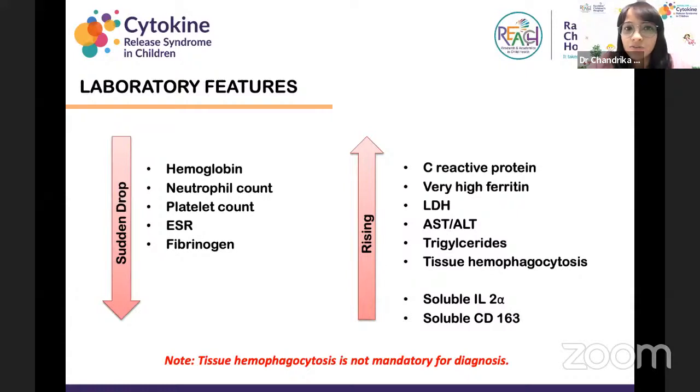And as the previous speakers have already highlighted, tissue hemophagocytosis is not essential for the diagnosis of macrophage activation syndrome, but as a rheumatologist, I commonly ask for it mainly to rule out malignancy, especially in children who present for the first time with macrophage activation syndrome. Now, if you have access to fancy tests, you can ask for soluble IL-2 alpha, which just reflects proliferation of CD8 plus cells, or soluble CD163, which is a marker of macrophages.